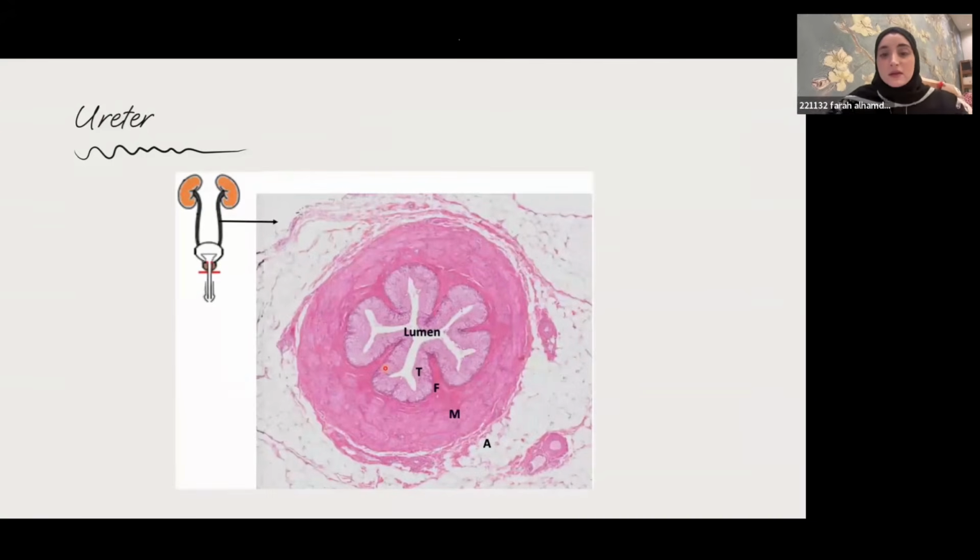Okay, this is a slide of the ureter. Do you think there's high urine volume, or a lot of urine here, or not much urine? Little urine.